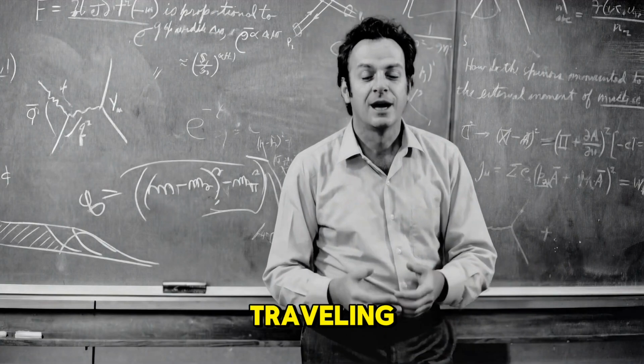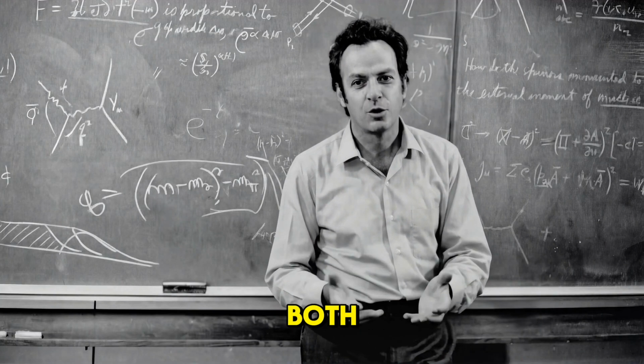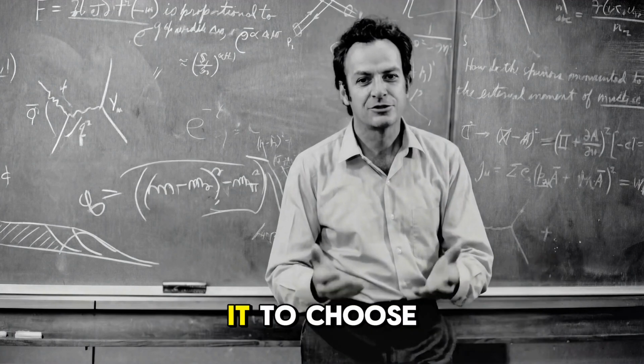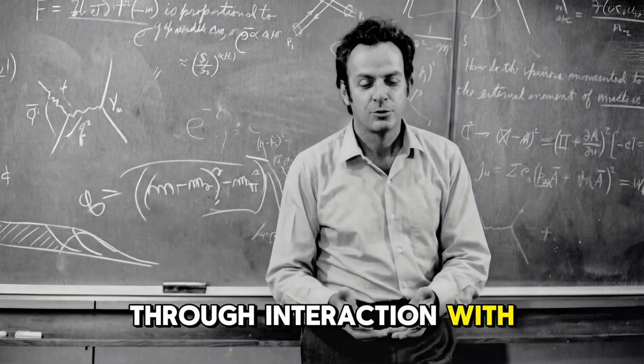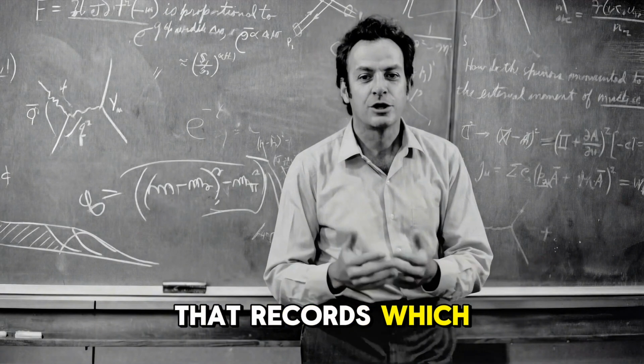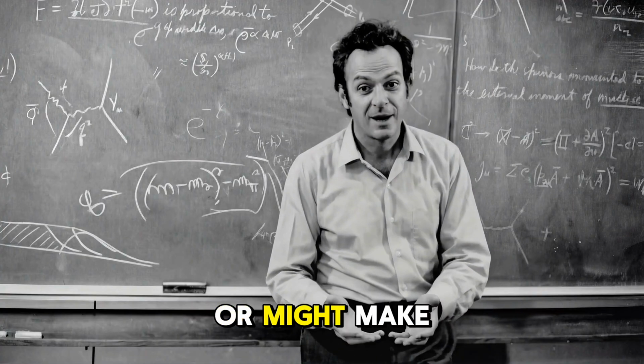The electron isn't traveling through one slit or the other, it's traveling through a superposition of both until something forces it to choose. That forcing happens through measurement, through interaction with the environment in a way that records which path information. Now here's where I'm going to tell you something that might help or might make it worse.